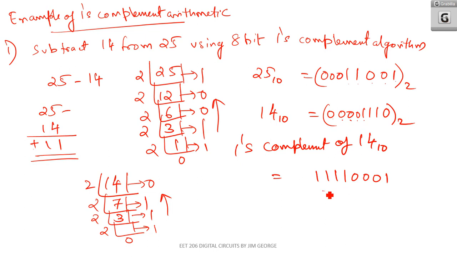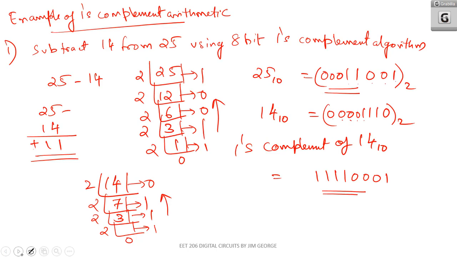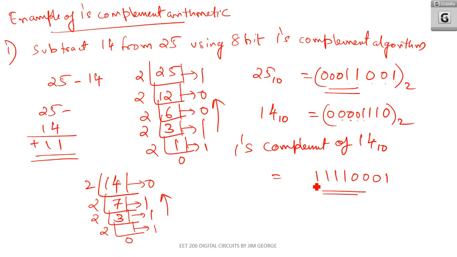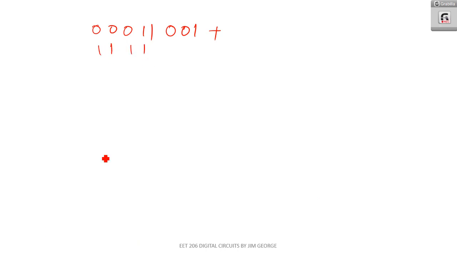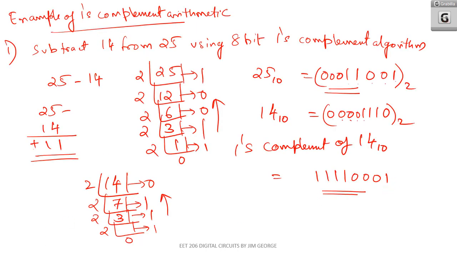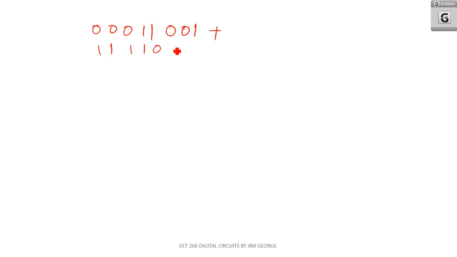Now add this 1's complement to the binary of 25. The binary of 25 is 0 0 0 1 1 0 0 1, plus the 1's complement, 1 1 1 1 0 0 0 1. Okay, so this is basically 25 in base 10, and this is the 1's complement.